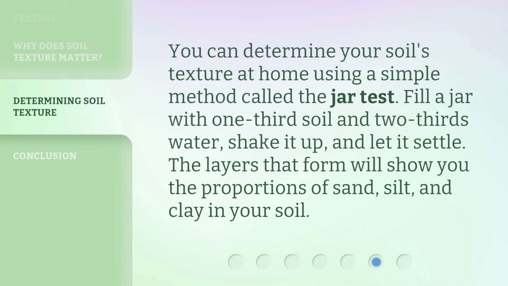You can determine your soil's texture at home using a simple method called the jar test. Fill a jar with 1/3 soil and 2/3 water, shake it up, and let it settle. The layers that form will show you the proportions of sand, silt, and clay in your soil.